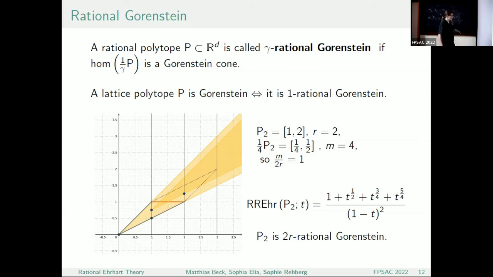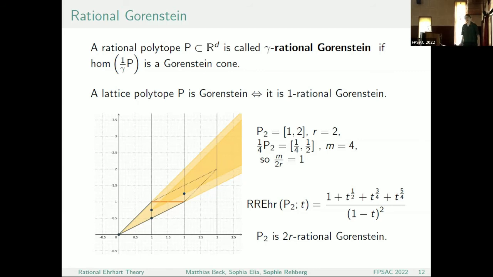Okay, here's our favorite example again, and we can see it is 2r rational Gorenstein, meaning here it's 4 rational Gorenstein, right? We have this point here where we can translate our cone, and this cone captures all the interior lattice points that we are interested in. And we can also see again that this RH star polynomial is palindromic. Well, here all the coefficients are 1, so it's a little bit boring, but in particular they're palindromic. And that's a general phenomenon.